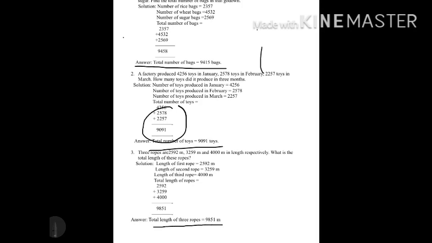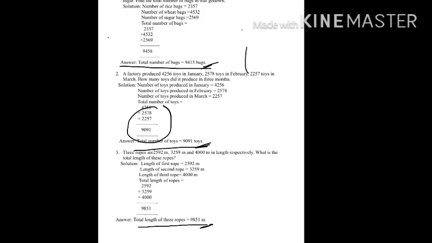Okay, and do mention the unit. For example, we are talking about the length in meters, no? Then you have to mention meters here. In the above sum, the second sum, we were talking about toys, so you have to mention toys. Here in the first sum, we were talking about bags, so you have to mention bags. Alright students, so let's move ahead.